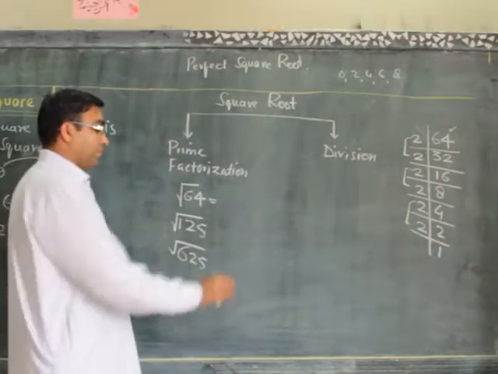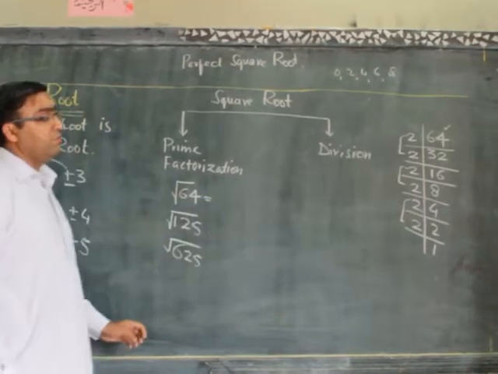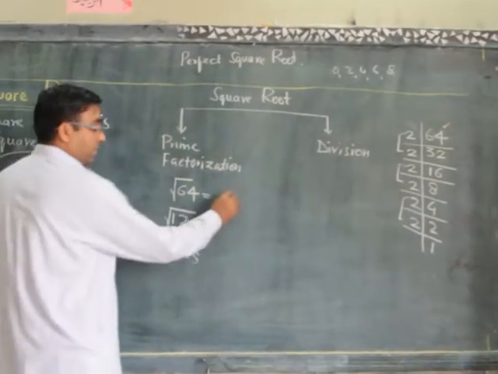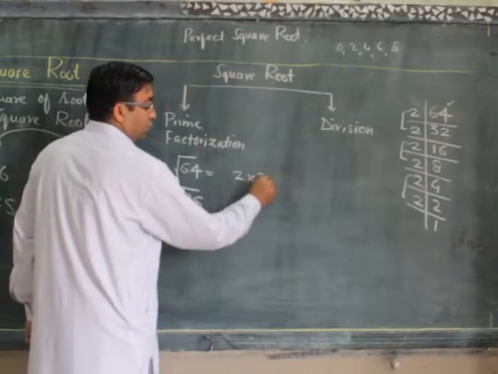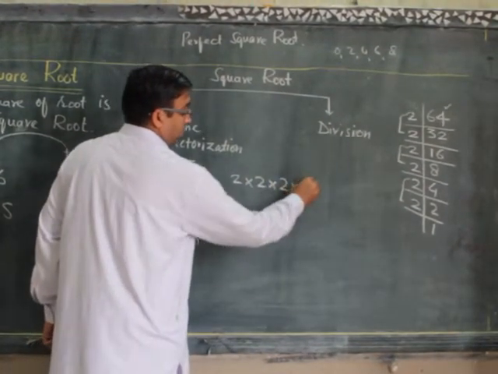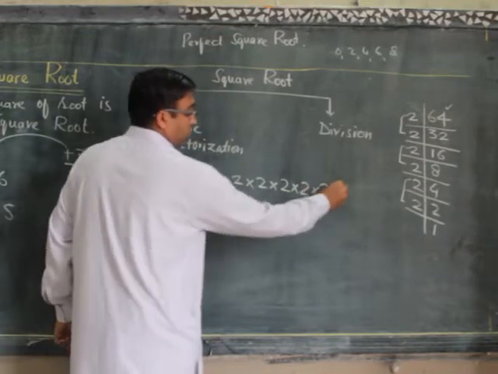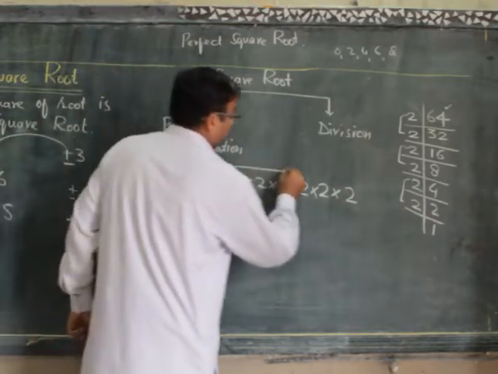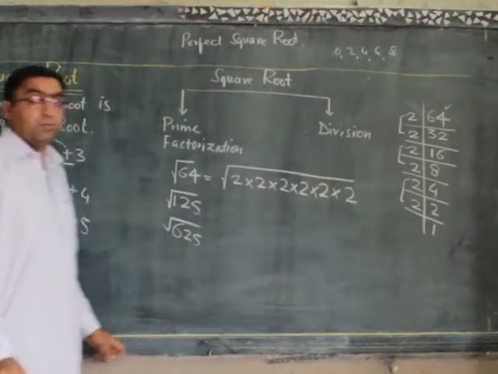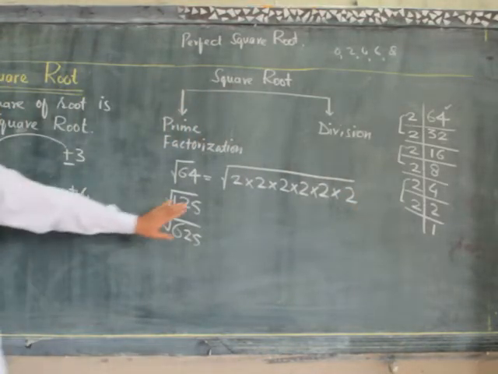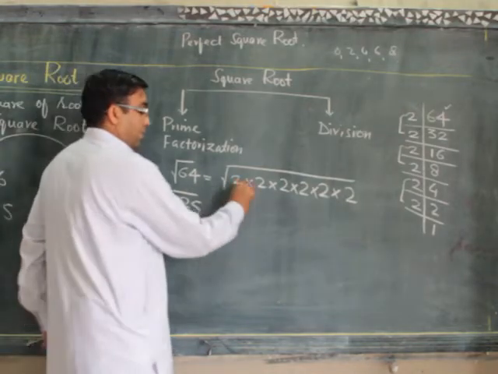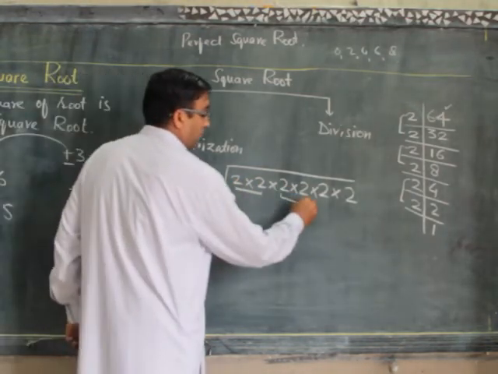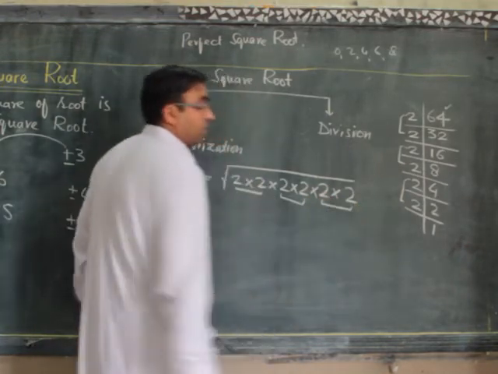So write down all the prime factors of 64 in front of 64. So 2 into 2 into 2 into 2 into 2 and into 2. And the square root sign will remain the same. Now it will be considered as a single pair. We will write this as a single pair, and this also as a single pair.